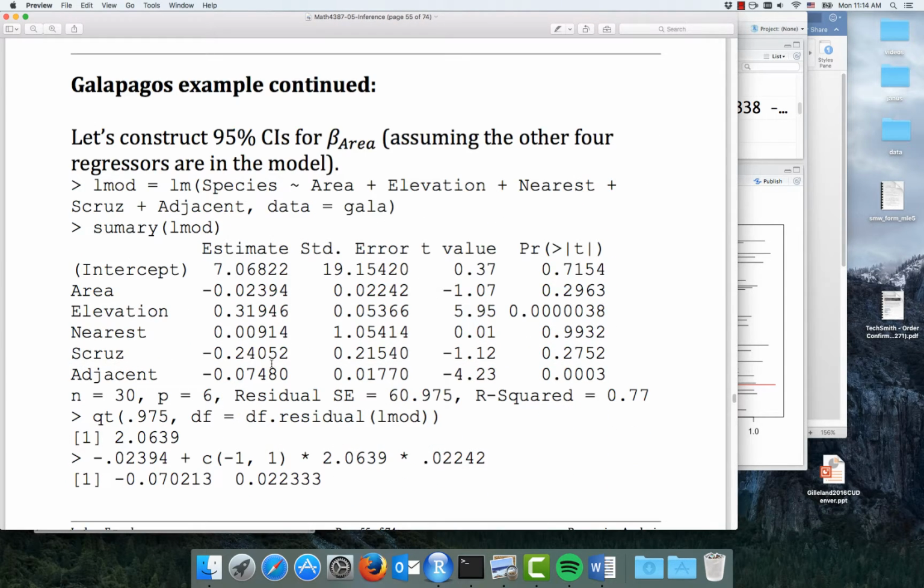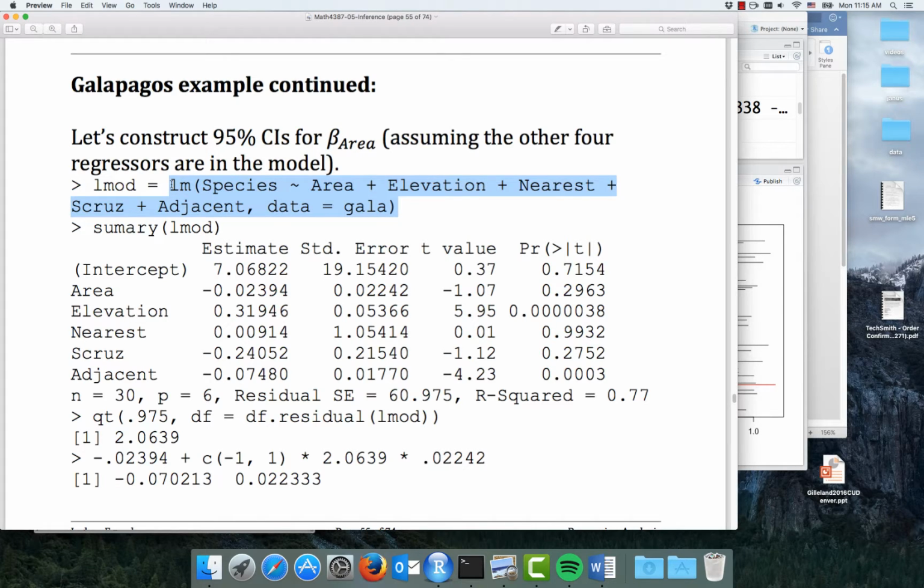So we have a formula for constructing individual confidence intervals. We have this relationship for constructing simultaneous confidence regions. Let's put those into practice in an example. So we're going to go back to the Galapagos data, and we're going to fit the model that has all the predictors in it. And we want to construct an individual confidence interval for the area coefficient, assuming that the other 4 regressors are in the model.